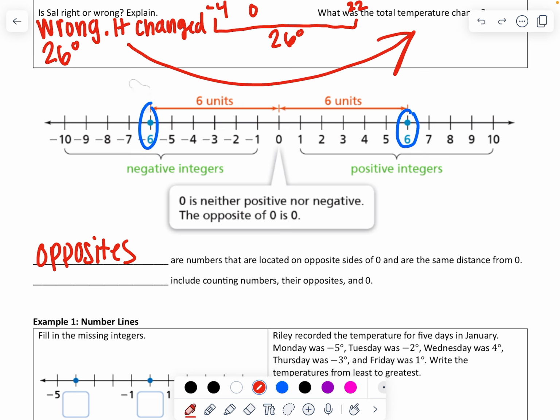So then integers is our next vocab word. And integers include counting numbers, their opposites, and zero. So our counting numbers are 1, 2, 3, 4, and so on. And their opposites, well, the opposite of 1 is -1. The opposite of 2 is -2. The opposite of 3 is -3. The opposite of 4 is -4, and so on. And then we have 0. So really, any number that you would see on a normal number line in a classroom, those are integers.